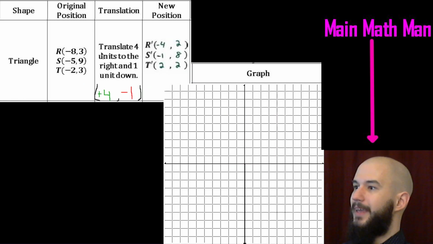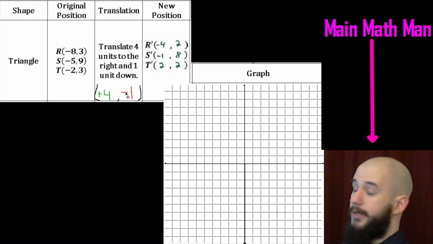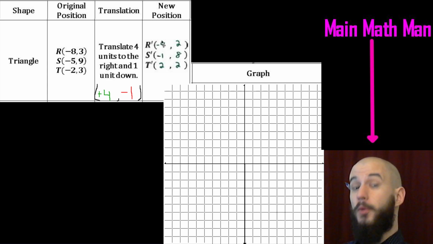For the second one, you're making a triangle with the vertices R, S, and T. It says translate 4 units to the right, so we have +4 in the X. And we're going to have 1 unit down, so we have -1 in the Y. So -8 plus 4 is going to be -4. 3 minus 1 is 2. So we have that ordered pair, -4, 2 for R prime.